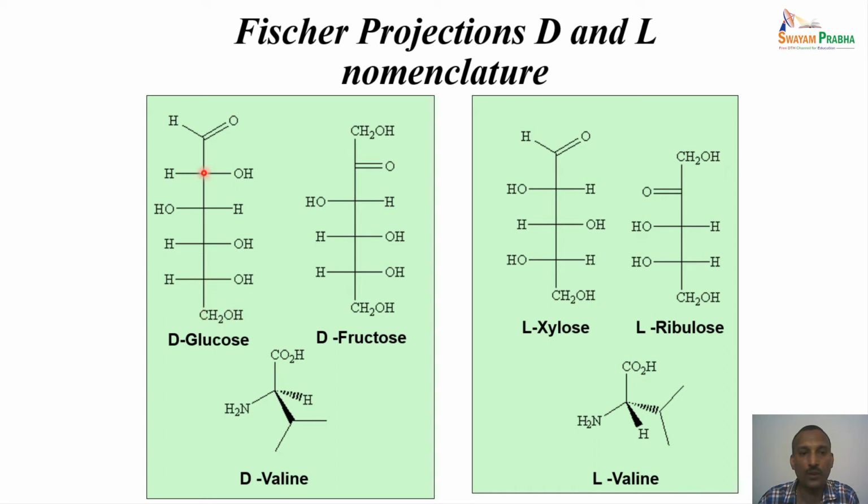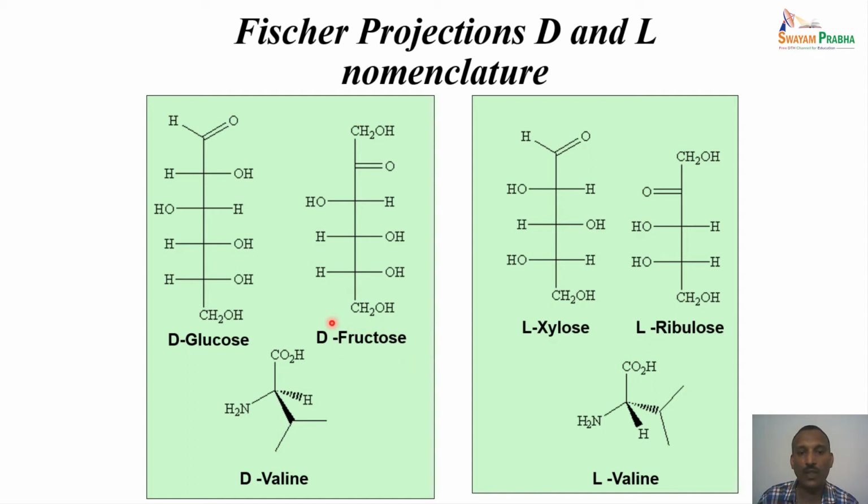And the carbon which is farthest from the top carbon, in this particular carbon, whether the hydroxyl is on the right hand side or the left hand side decides whether it is a D isomer or L isomer. So in this particular case, the hydroxyl group is on the right hand side, so this belongs to D isomer, and the representation of the hydroxyl group in this particular molecule is glucose. So this isomer is the D isomer. Like that we can easily deduce the structure.